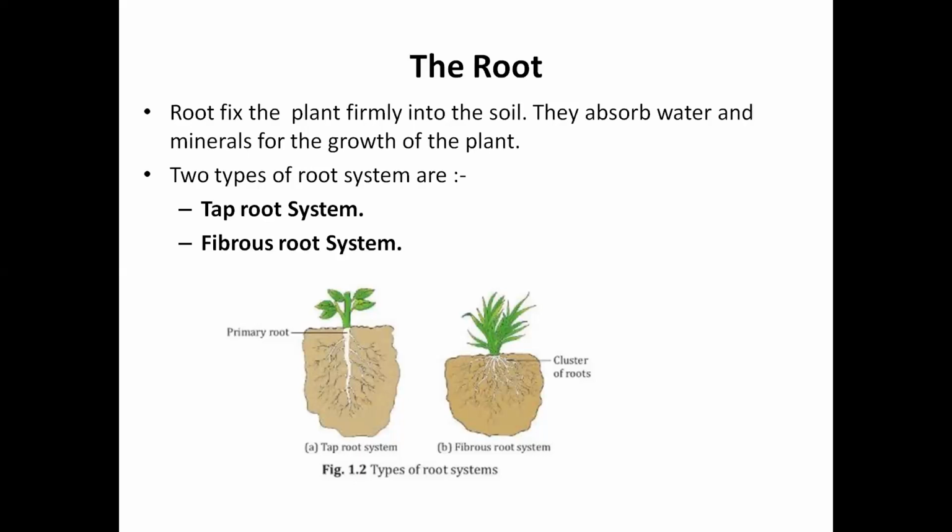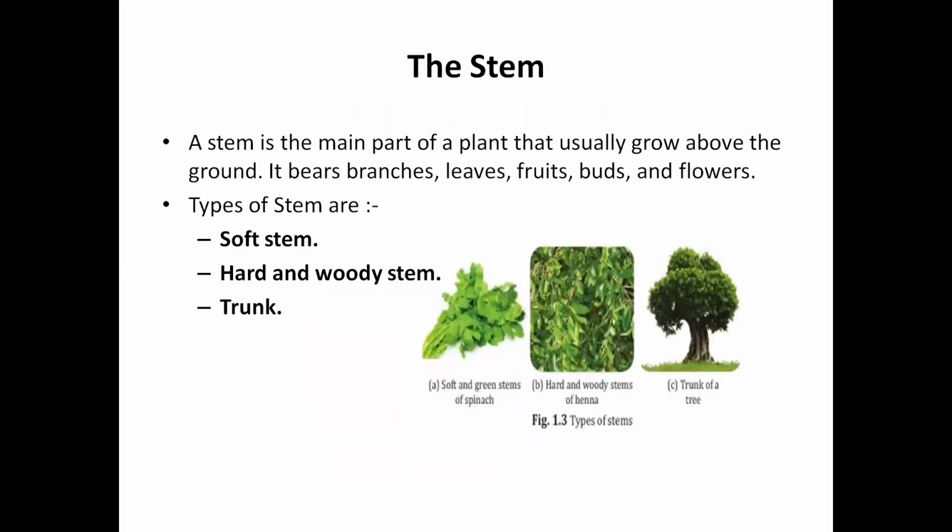Next is the stem. A stem is the main part of a plant that usually grows above the ground. So it is the part growing above the ground. It contains branches, leaves, fruits, buds, and flowers. There are three types of stems here. Easily you can see the pictures also, figure 1.3. First is the soft stem, second is the hard and woody stem, third is the trunk of a tree.